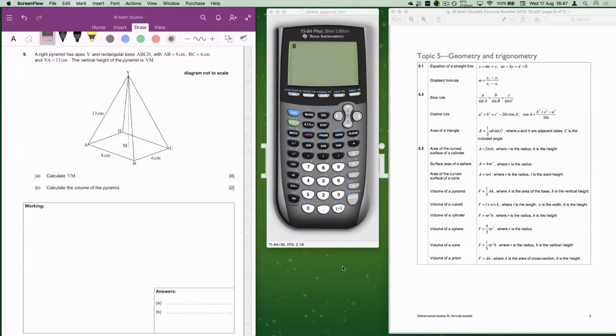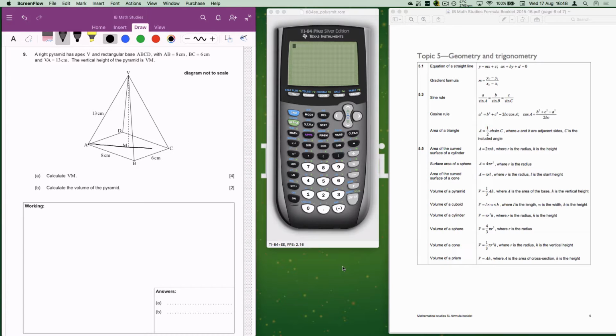Okay, let's crack on with question 9. So we've been given a right pyramid with vertex apex V and a rectangular base ABCD, and it's given us some lengths here. So we're told that AB is 8 centimeters, BC is 6 centimeters, and VA is 13 centimeters. Now, what we need to do here is split this into some triangles.